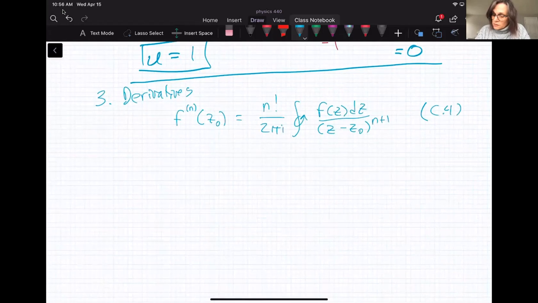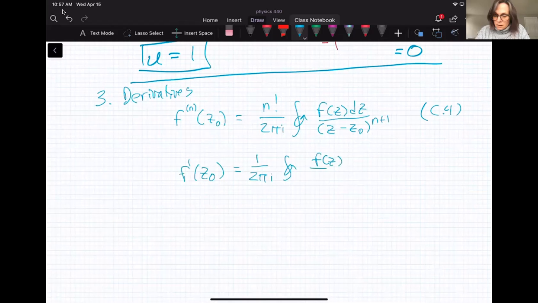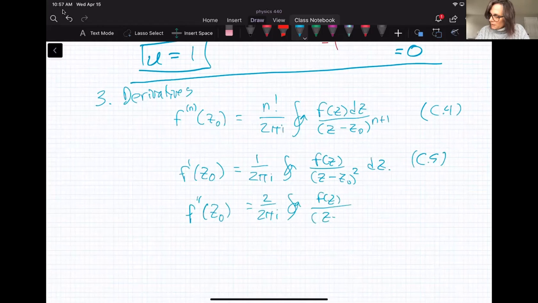This means something like f prime of z naught is equal to 1 over 2 pi i times the contour integral of f of z over (z minus z naught) squared dz. F double prime of z naught is equal to 2 over 2 pi i times the integral of f of z over (z minus z naught) cubed dz, and so on.